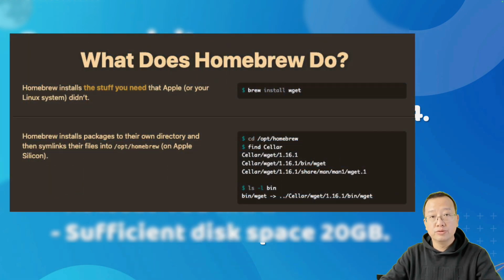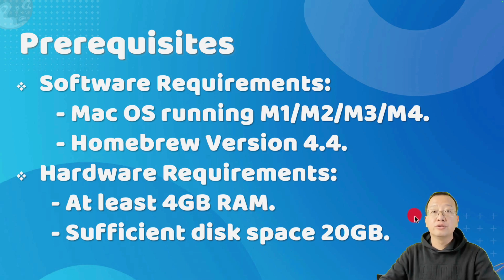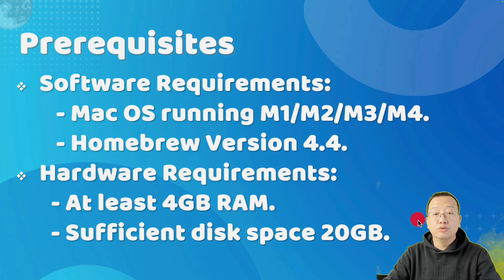Install Homebrew, version 4.4 or later. Homebrew is a tool for installing software on the Mac. If you do not have it yet, I shared the official installation document link below. Your Mac should have at least 4 GB memory and 20 GB disk space. If you got all this, let's move on to install Multipass.